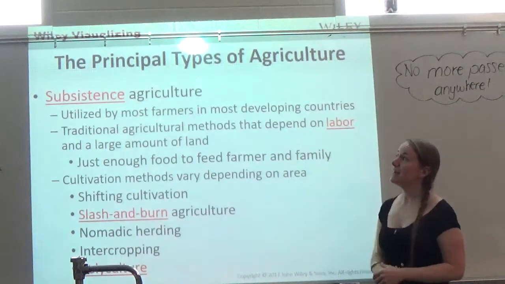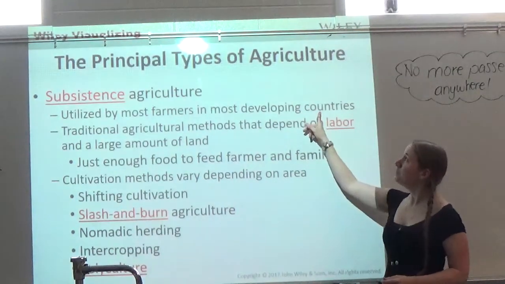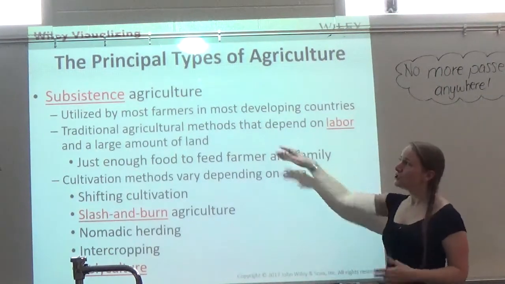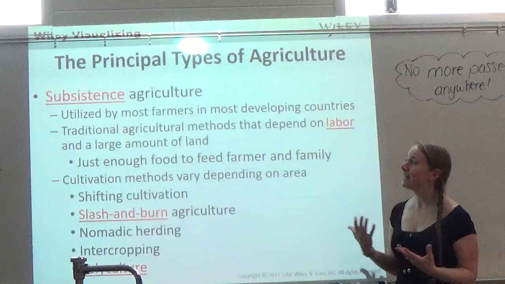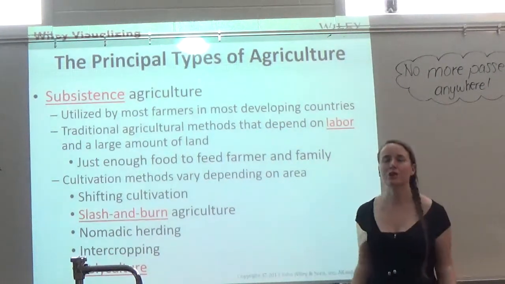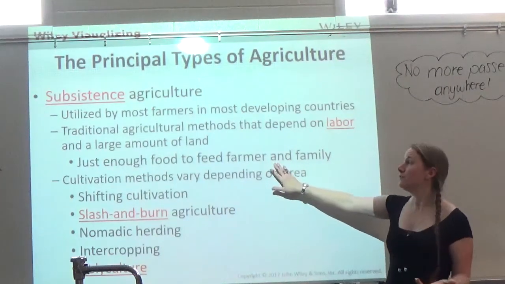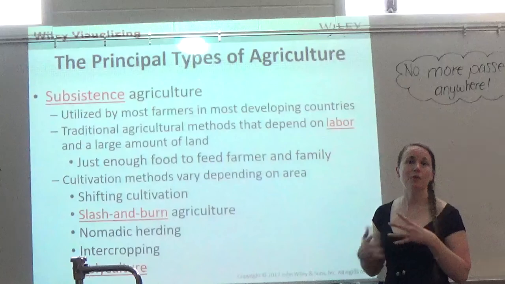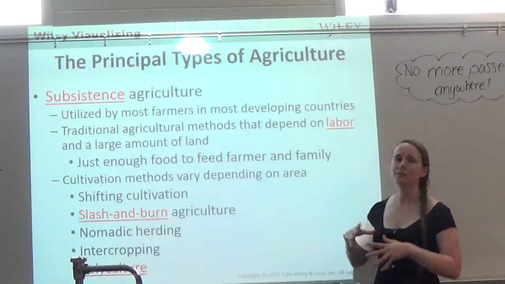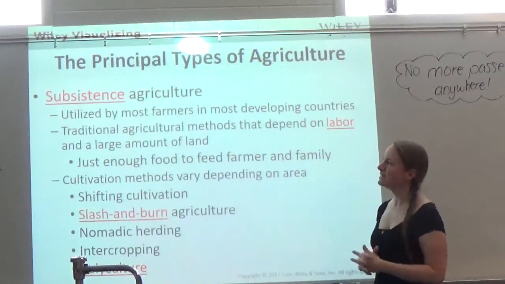So the other main type is subsistence farming. This is utilized by most farmers in developing countries. This is more like the old style of farming that you would think about. Traditional agricultural methods that depend on labor and a large amount of land. So this is where you think of a farmer who gets up at the crack of dawn and works his own land. Usually they only make about enough food to feed themselves. So like a large family, they could feed themselves. They don't really make enough food to feed other people. So really we kind of need a balance between industrialized and subsistence farming.